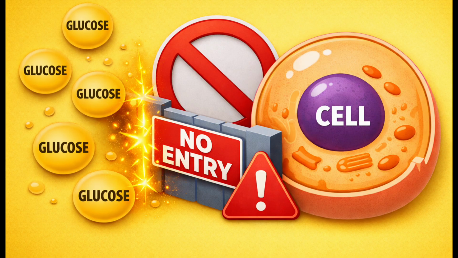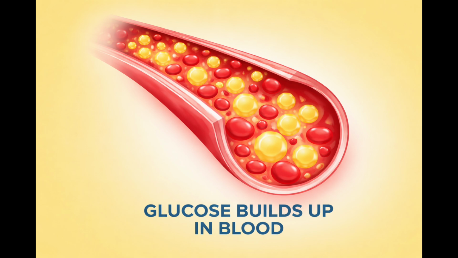And instead, what it does is it builds up in the blood. So digestion continues to go on. Glucose is being released into the blood, but unfortunately, it cannot enter the cells because of the insulin problem. So it just continues to build up in the blood.